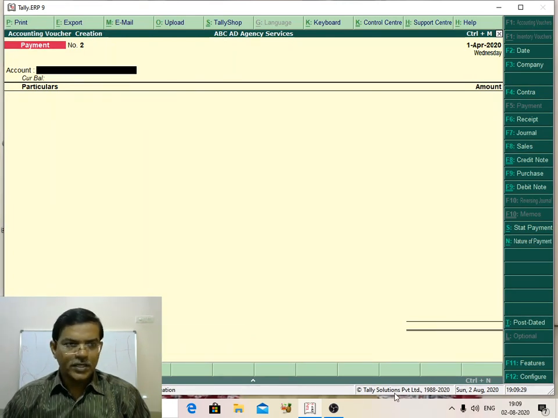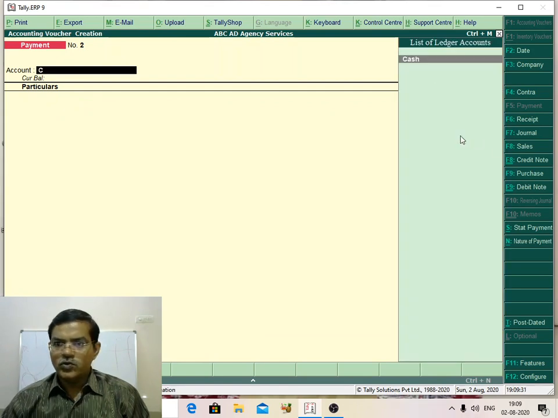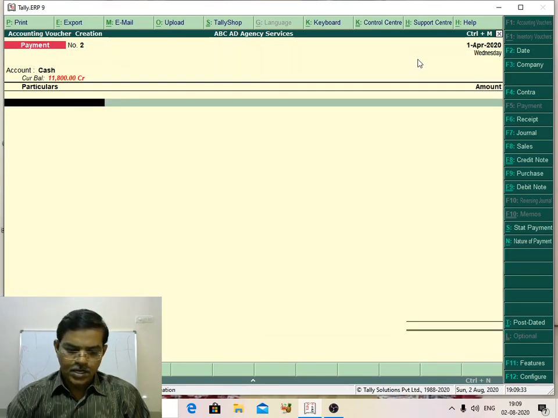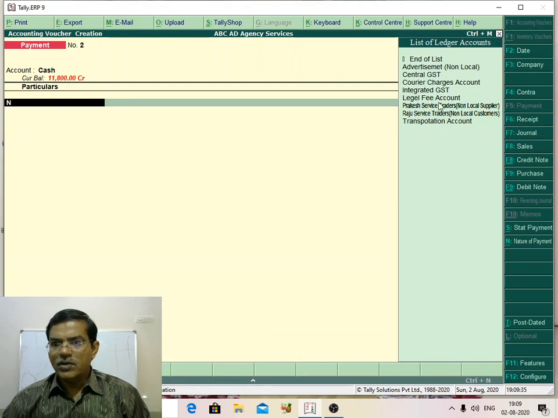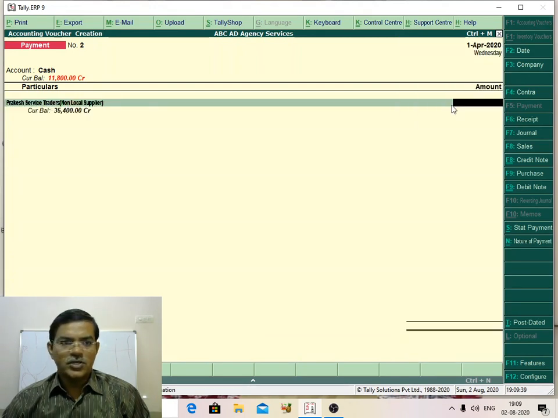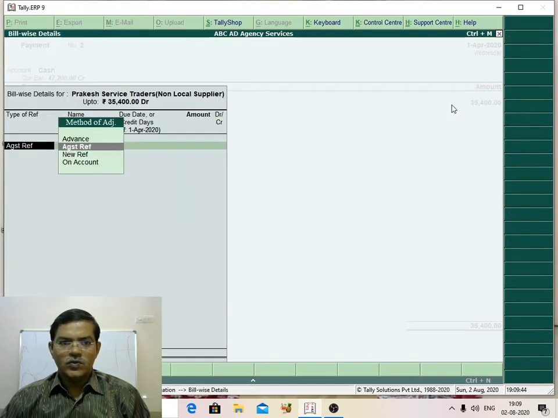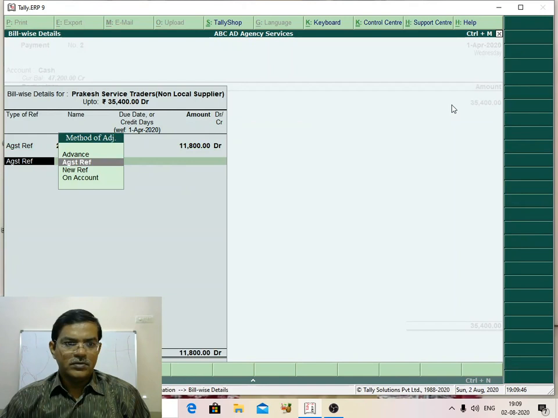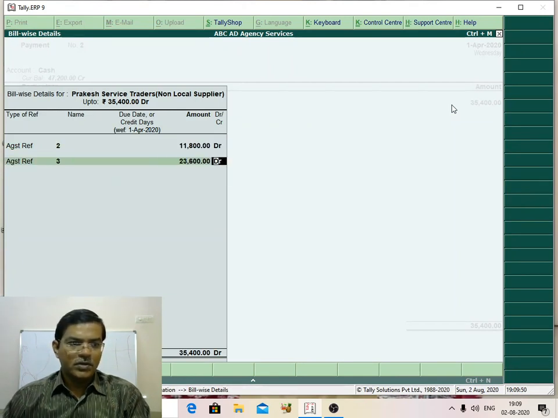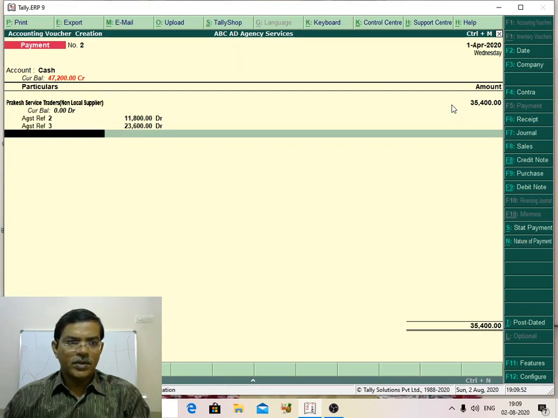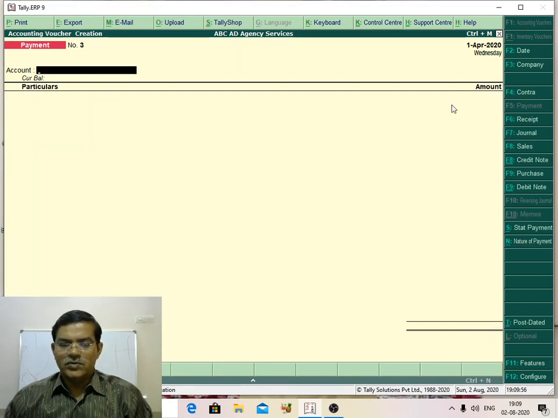So after that I need to pay one more through cash only. That is the non-local supplier, Prakash Traders, and the outstanding amount is 35,400. So I am paying the total amount, with reference number 2, reference number 3. Okay, so I pay the total amount.